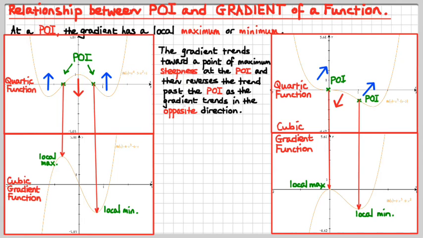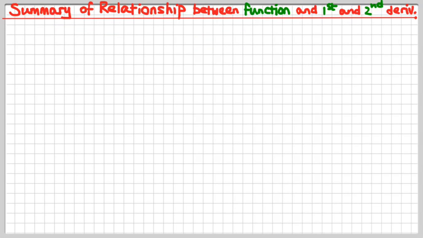Right, now, the gradient trend, what have I written there? The gradient trends towards a point of maximum. So to explain the local max in the gradient function, the gradient actually trends towards a point of maximum steepness at the POI, and then reverses the trend past the POI as the gradient then trends in the opposite direction. That's why you get a local max, because the steepness is the most, in a local sense, at the POI before it starts to reverse the trend and go back the other way. This accounts for the local max or min in the gradient at the POI, okay?